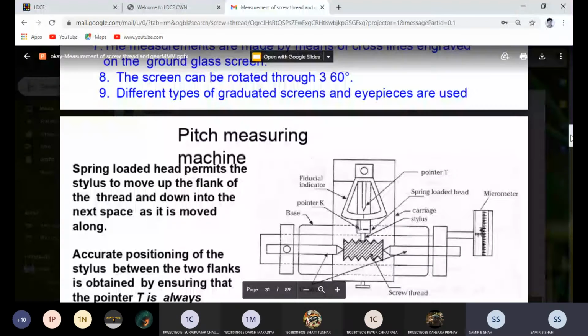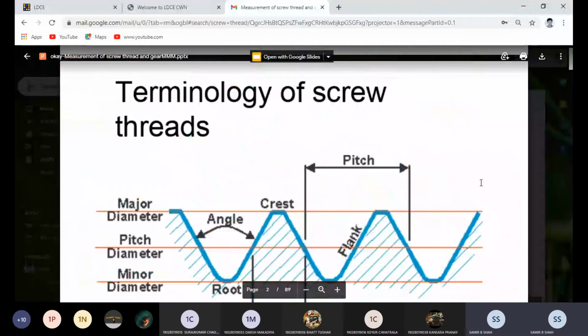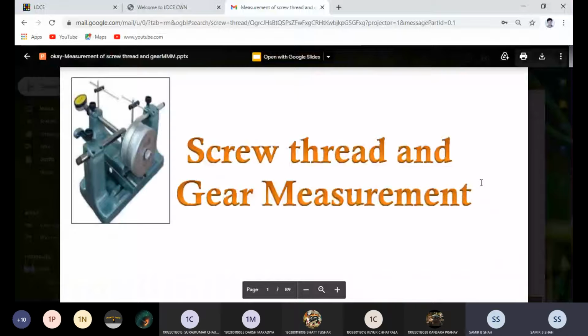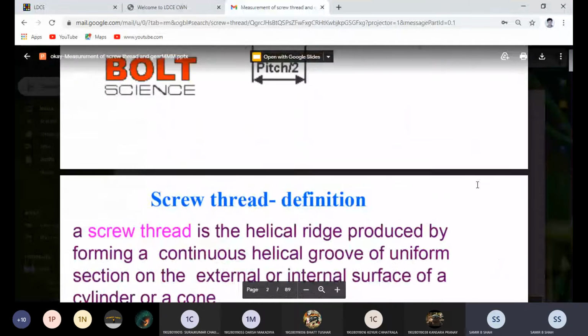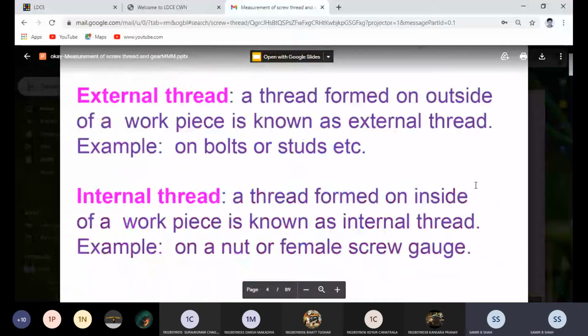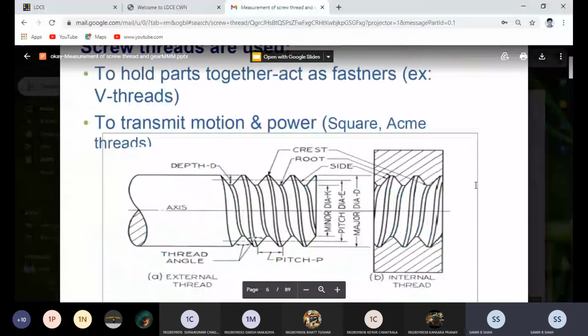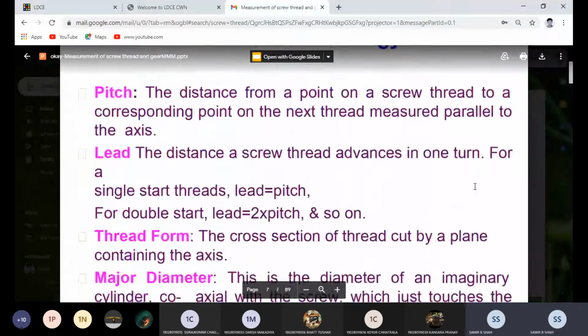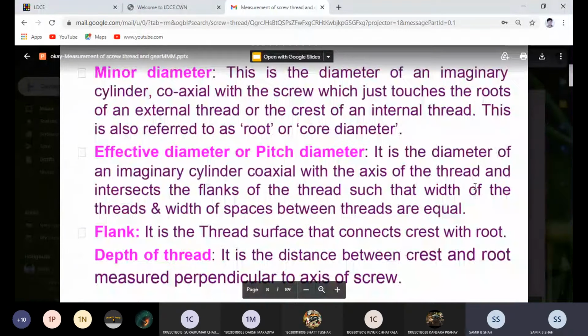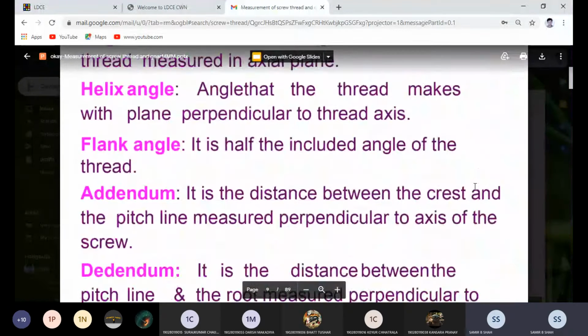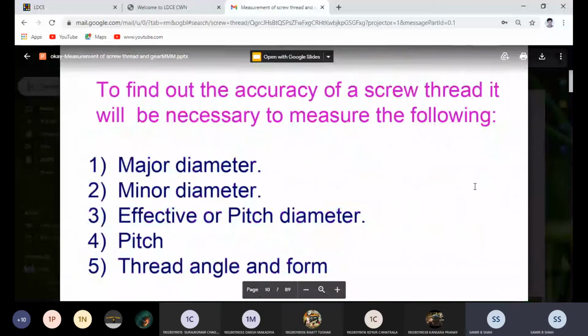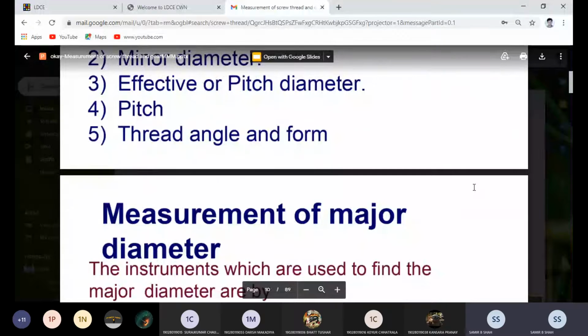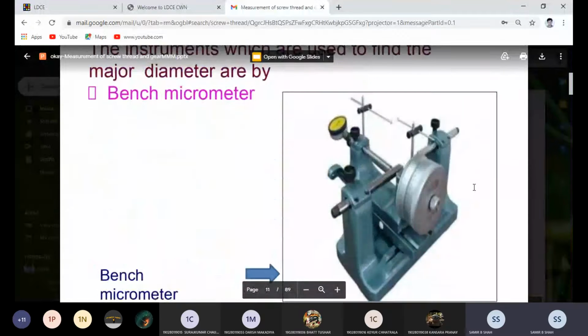Initially, we start with the basics about screw thread, which are the terminology and how it may be manufactured, types of screw thread, then the basic five terminology that we proceed to explain and understand, that is major diameter, minor diameter. Now we discuss the effective or pitch diameter.